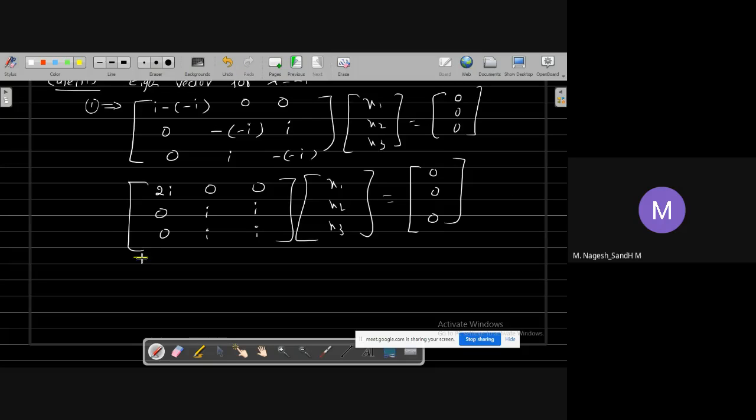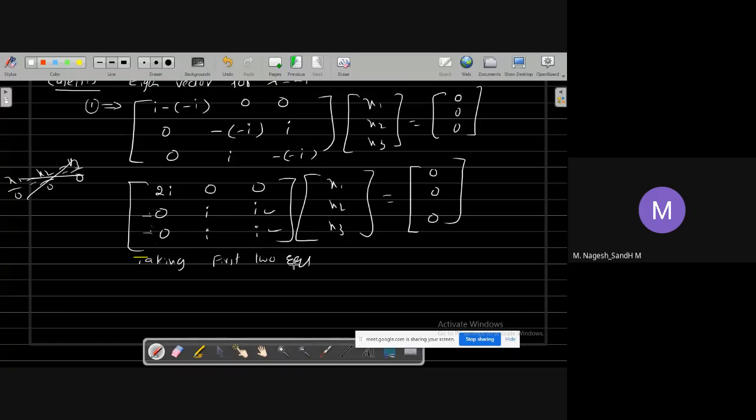Suppose you take the last two, for example, what will you get? x1 by 0, x2 by 0, x3 by 0 you will get if you take the last two, because these two are the same equation. If you take the last two you will get x1 equal to 0, x2 equal to 0, x3 equal to 0, which is not an eigenvector. 0, i; 0, i is only one equation, so we have to take two different equations, taking the first two equations.